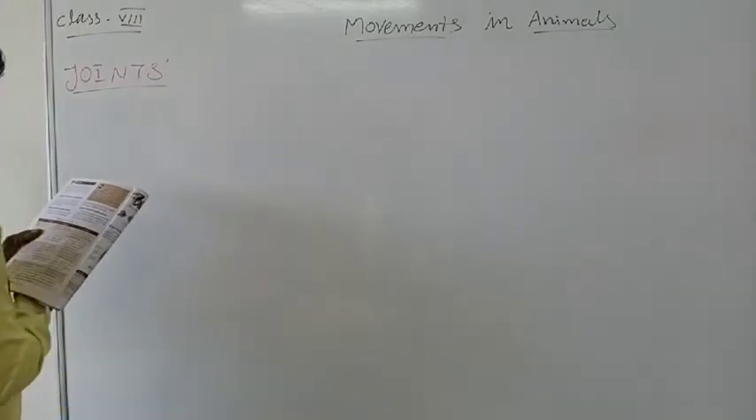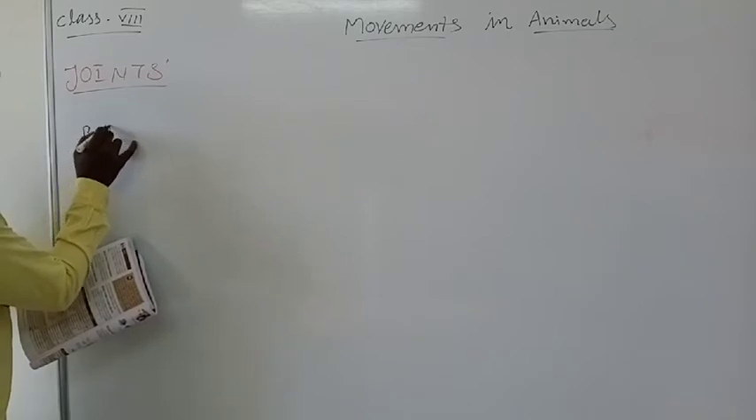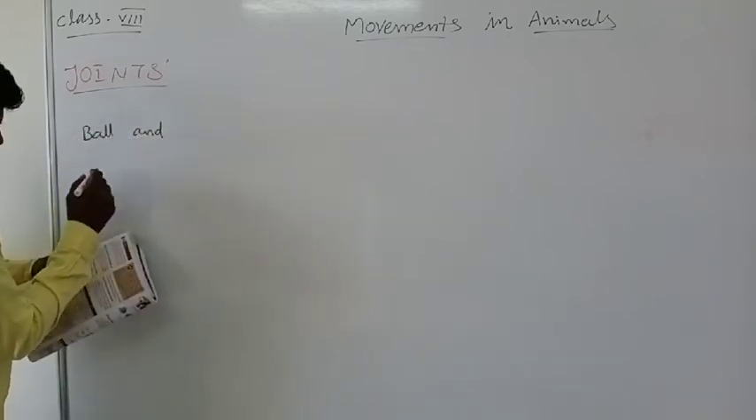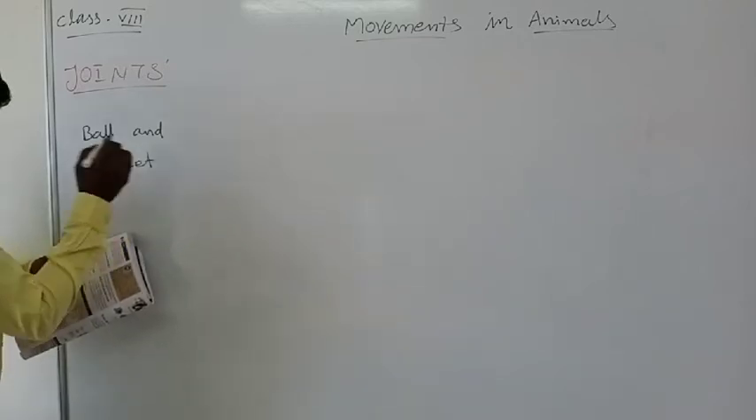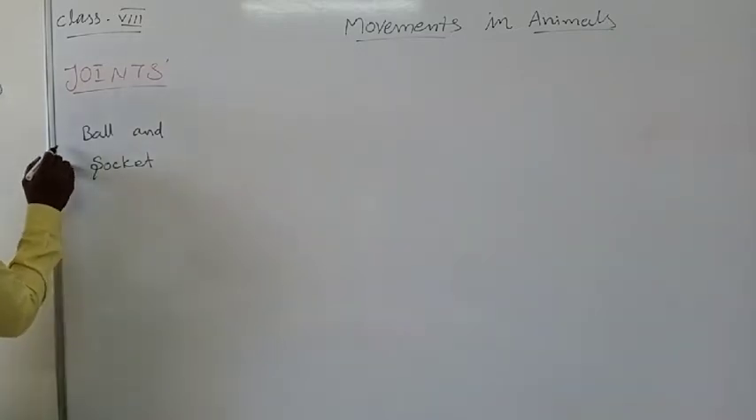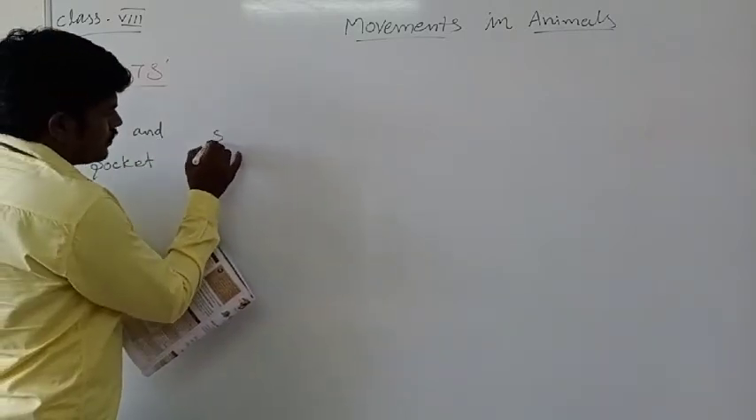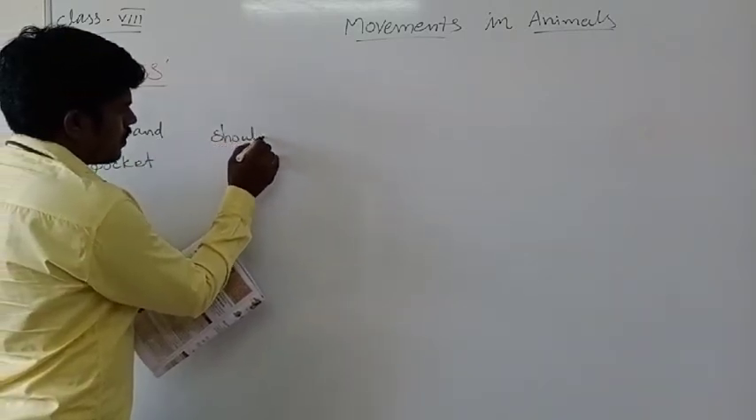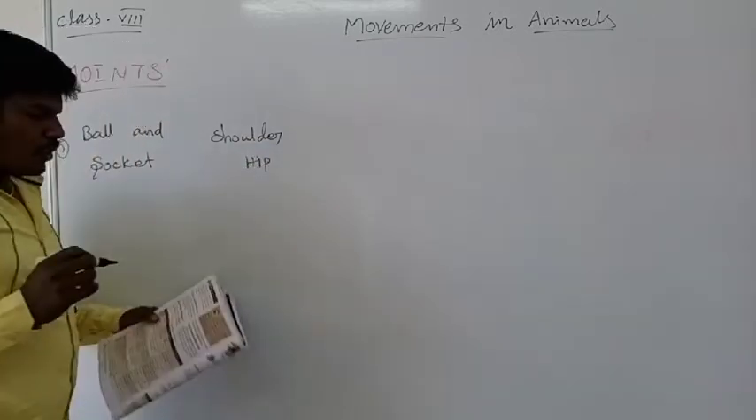Some textbooks mention socket and ball, ball and socket. See, this is an example. This is the first type. So how many types are mentioned? 6 types. This is the first one. Where is that example present? In the shoulder and hip. Shoulder and hip.